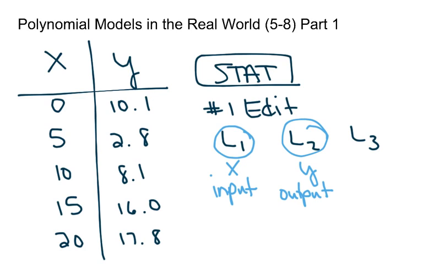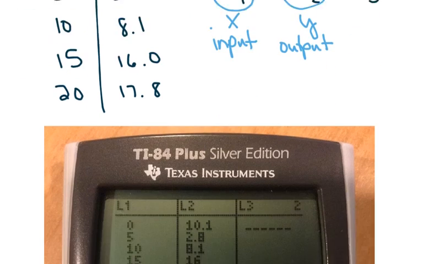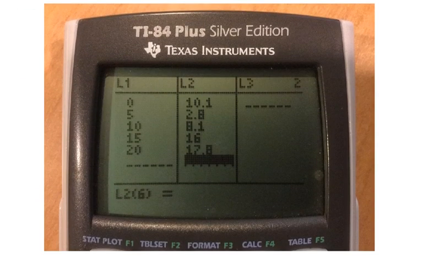Make sure that list 1 and list 2 have the same amount of data. If for some reason you accidentally put an extra number into one of the two lists, and you go to write the equation, the calculator will spit out an error message. And your calculator screen should look like this.